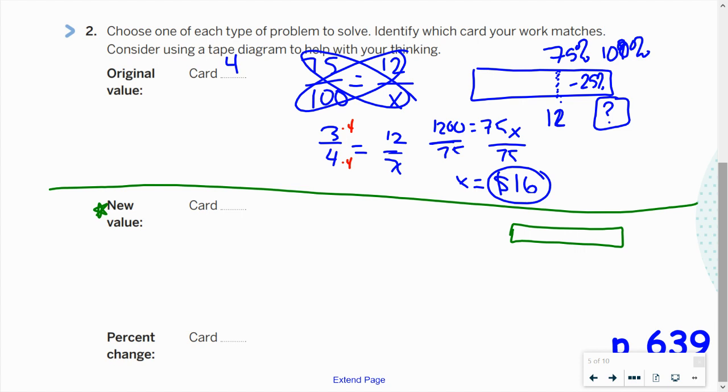This problem, 12 was the original amount. I believe it was 12 gallons. It had a very large increase of 50%, which means that in the end, we're at 150%. But the question ultimately was asking how much was it this year, or I don't remember the exact wording.